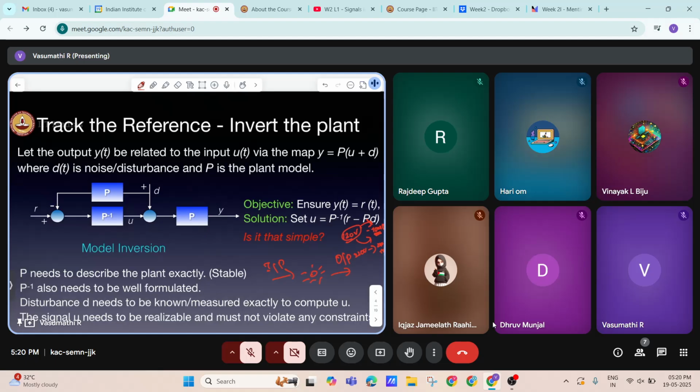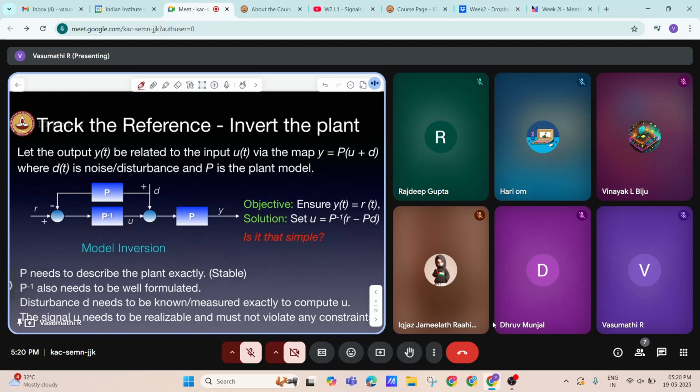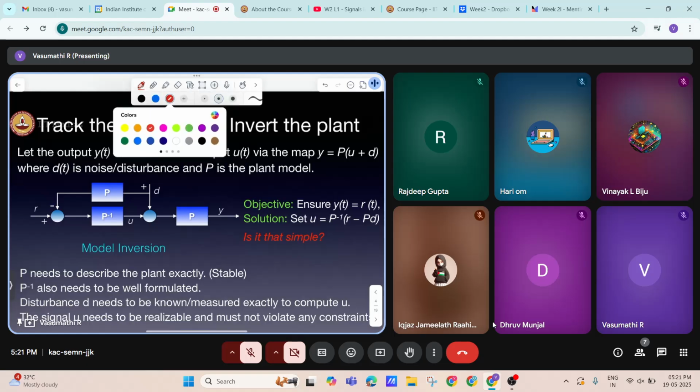So I want the system to track the input. If I give my reference signal as 1, my output should follow this. This is my objective here. Why this is very important in a control system is that for some systems, for example some process control systems, sometimes it is very difficult to identify what the system is expected to give as a result. So in that case, we try to make the system track the input, whatever we are giving. Tracking means the system output should track the input. That's the objective.